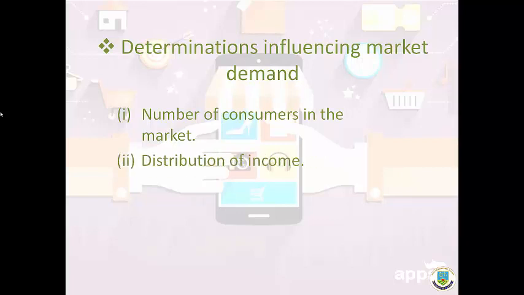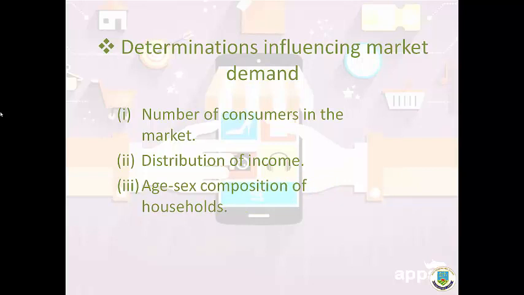Next topic, distribution of income. If distribution of income in a country is even, market demand for commodities will be at a higher level. But if the distribution of income is uneven, the market demand for the commodities will remain at a lower rate.